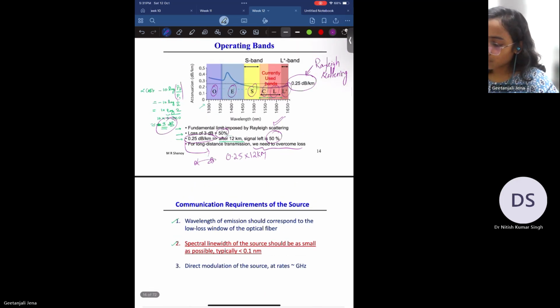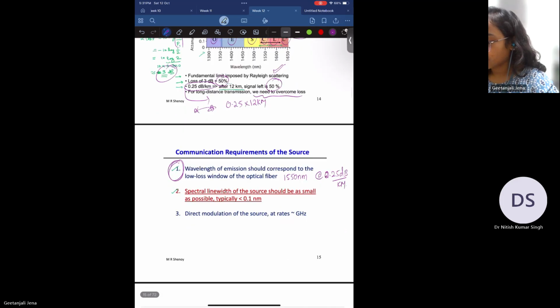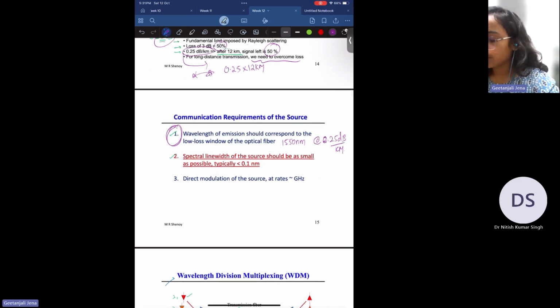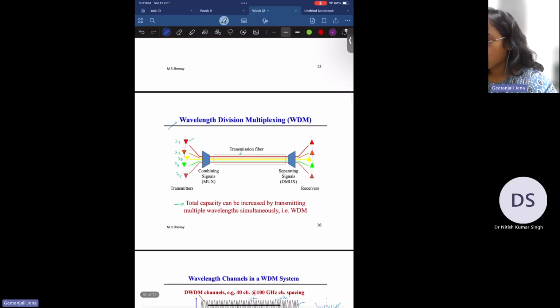So we have discussed the first thing: for the source, the wavelength of the emission should correspond to the low loss window of the optical fiber, which is around 1550 nanometer, with the lowest loss of around 0.25 dB per kilometer. The second one is that the spectral line width of the source should be as small as possible, typically less than 0.1 nanometer.